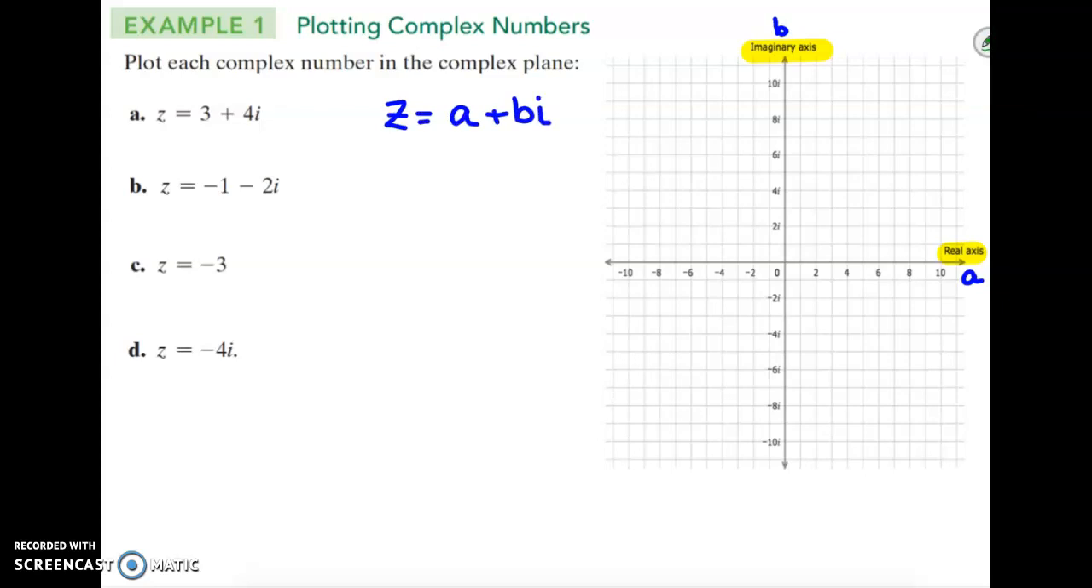For the first example, I'm going to do it in green. This is your A value, so we're going to go 3 units to the right. So here's 1, 2, 3, 3 units to the right. And then the positive 4 is your B value, so now we're going to go up 4. So 1, 2, 3, 4. So this is your first plot of z. I'll label that z equals 3 plus 4i. I'll erase these little green dots.